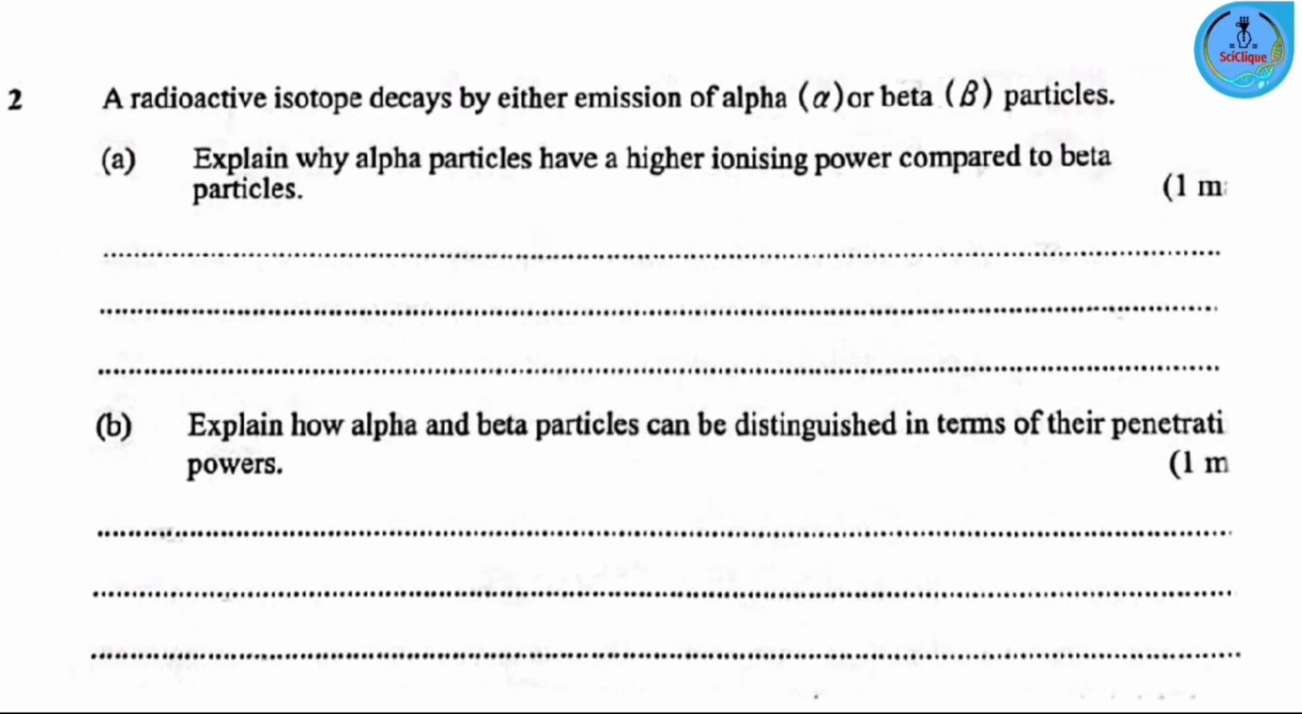Question number 2. A radioactive isotope decays by either emission of alpha or beta particles. Part A, explain why alpha particles have a higher ionizing power compared to beta particles. Okay. So this question is based on a topic in Form 4. It's actually the last topic of the KCSE syllabus called radioactivity.